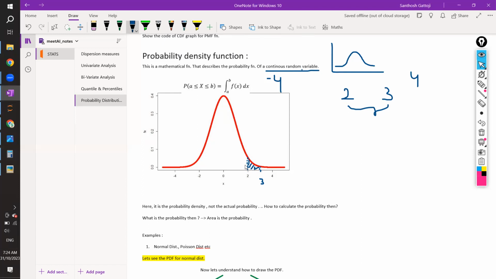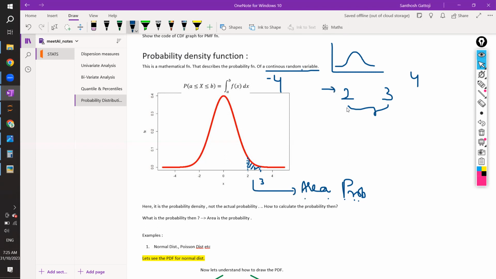So the area between 2 and 3 will give you the probability. Now there is one important point over here. If I want to find the probability of exactly that value, only 2, what then?